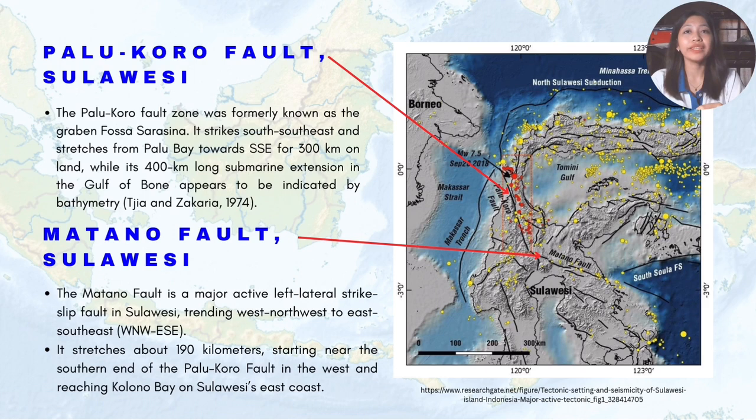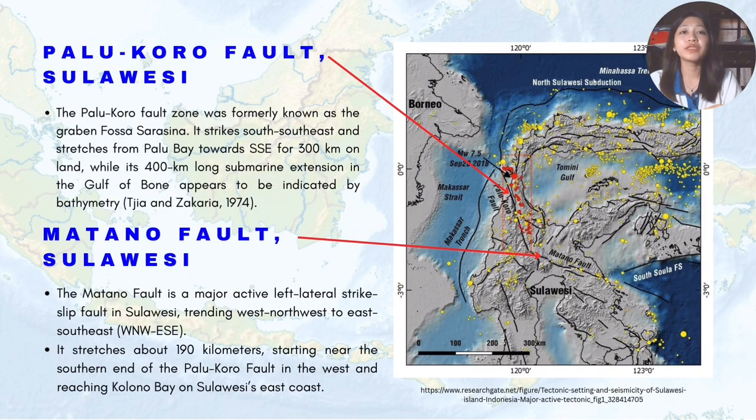Now moving forward to the Palu-Koro Fault Zone, formerly known as the Graben Poso-Saluan. This fault strikes south to southeast and stretches from Palu Bay toward the south to southeast for 300 km on land, while its 400-kilometer-long submarine extension in the Gulf of Bone appears to be indicated by bathymetry, according to the study of Tjia and Zakaria, 1974.